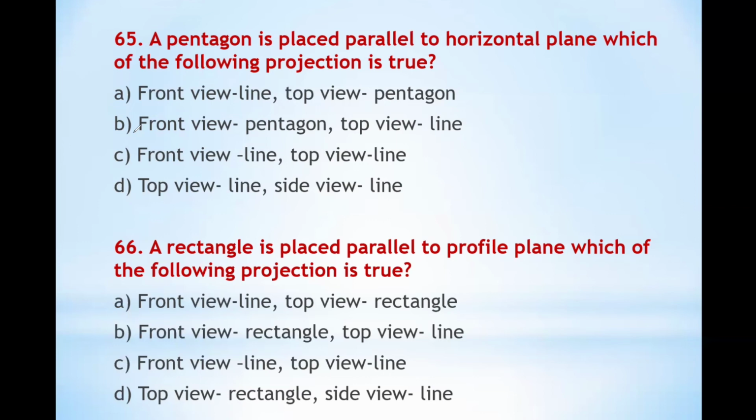If the pentagon plane is parallel to the horizontal plane, that means whatever the true shape of that plane is, that means pentagon, we'll get in the top view. And the front view will get an edge view. That means you will get a line, which will be parallel to the x. So option A will be the correct. Front view as a line, top view as a pentagon. Okay, we'll see next one.